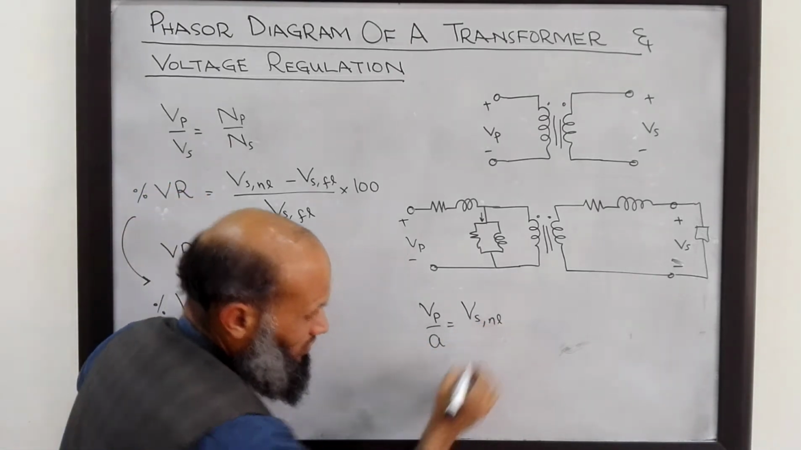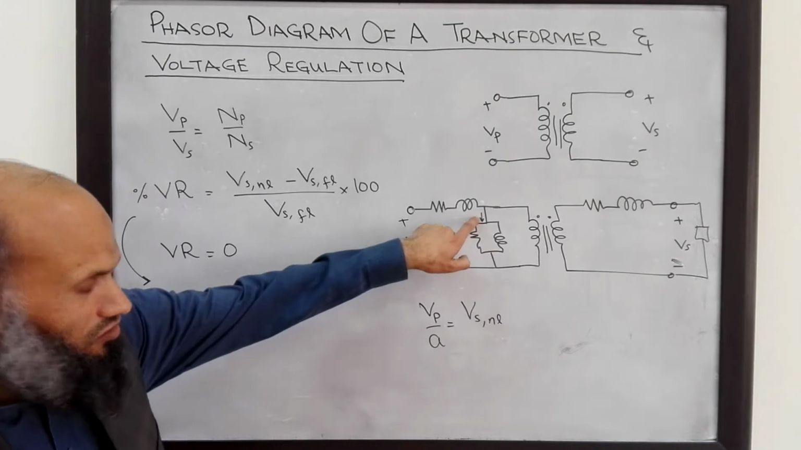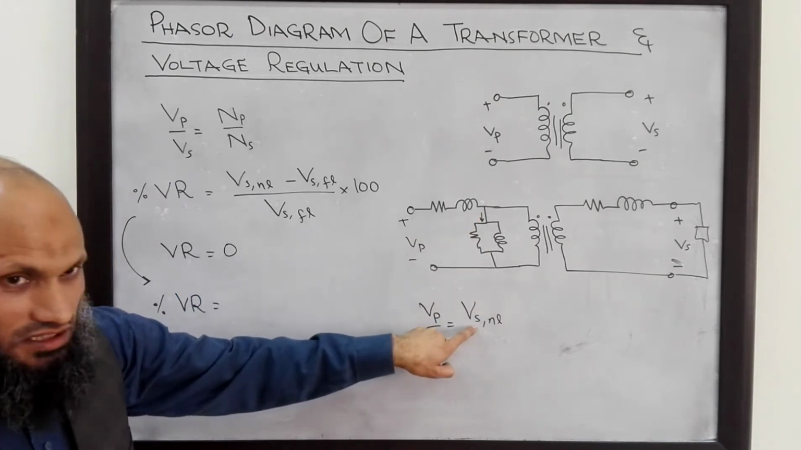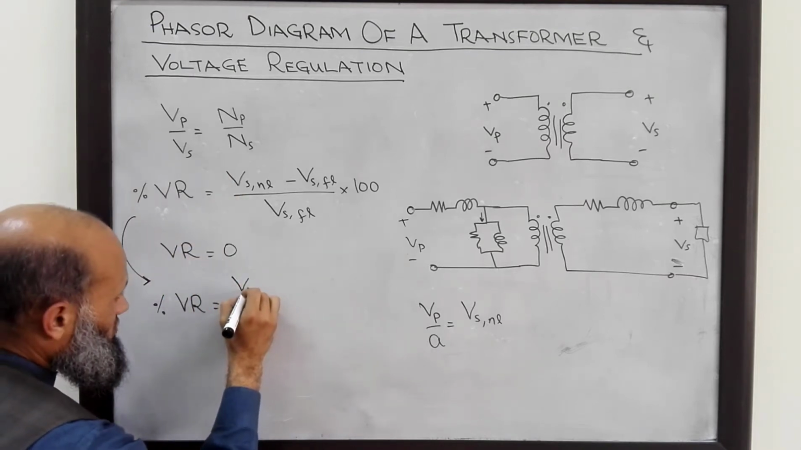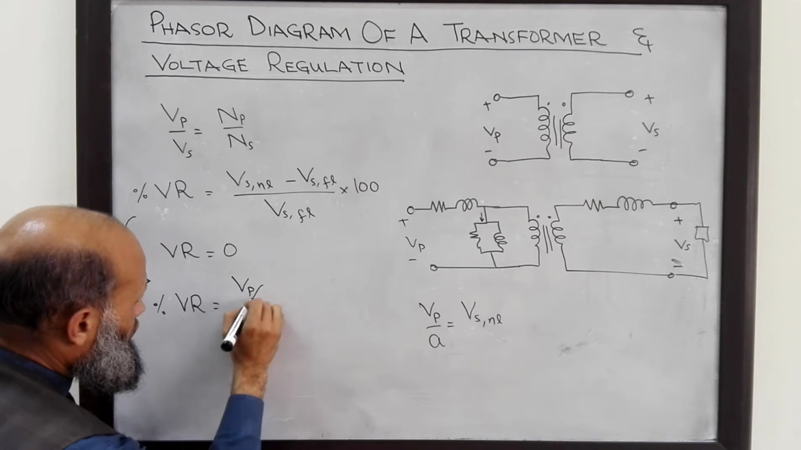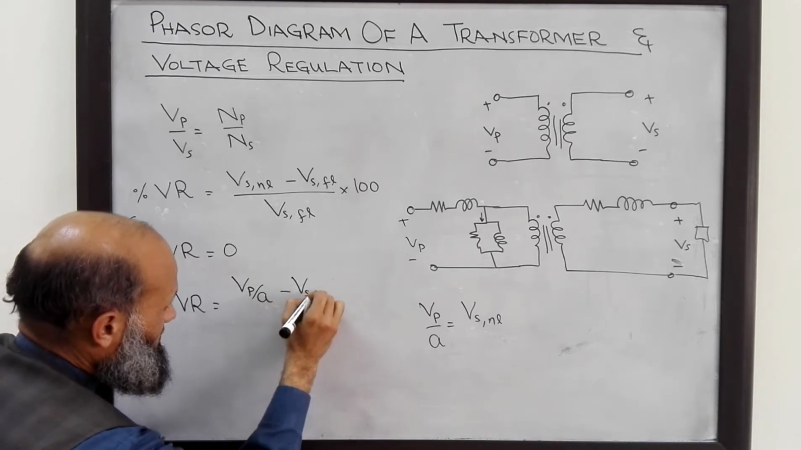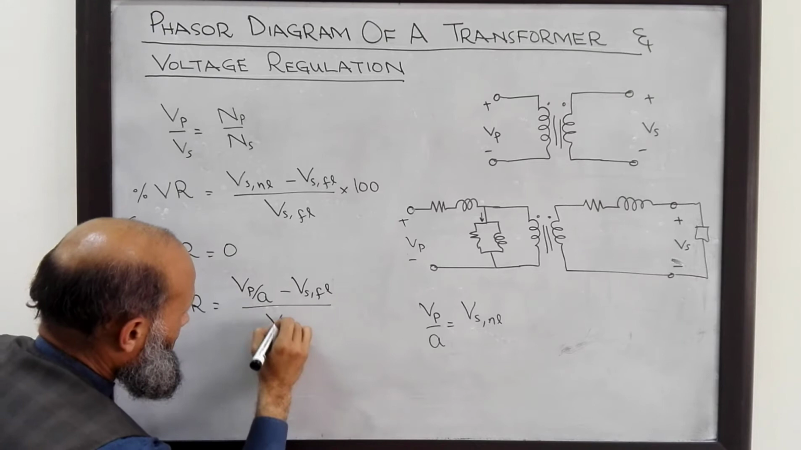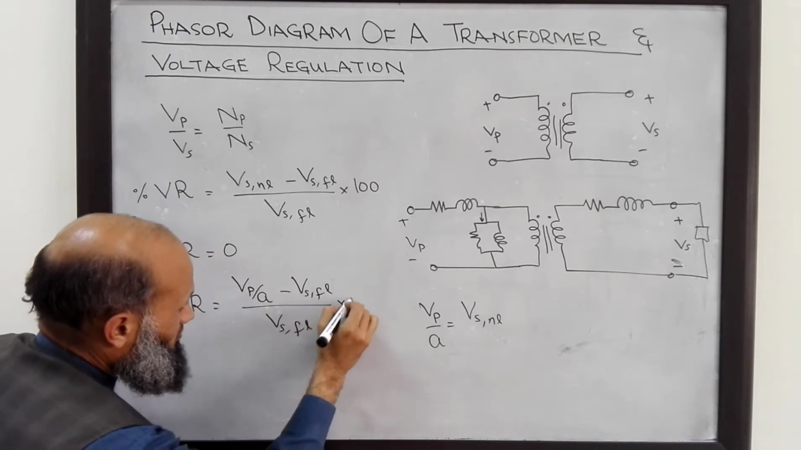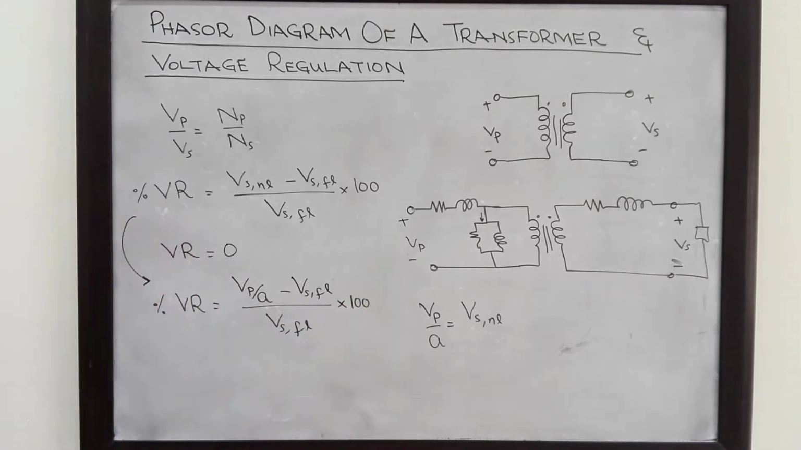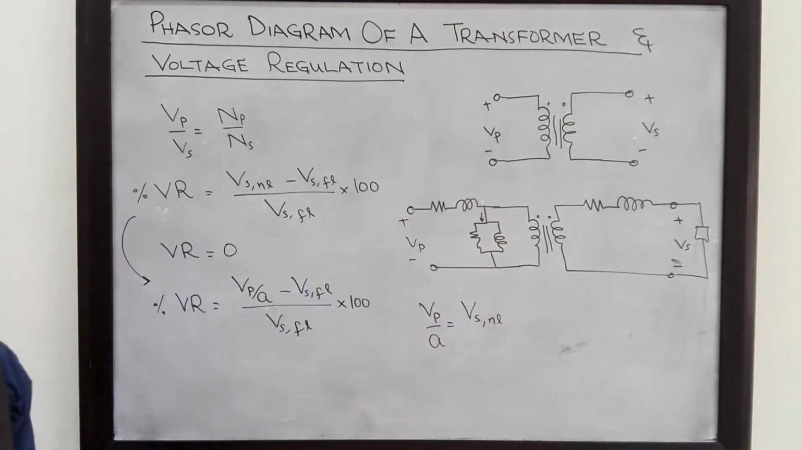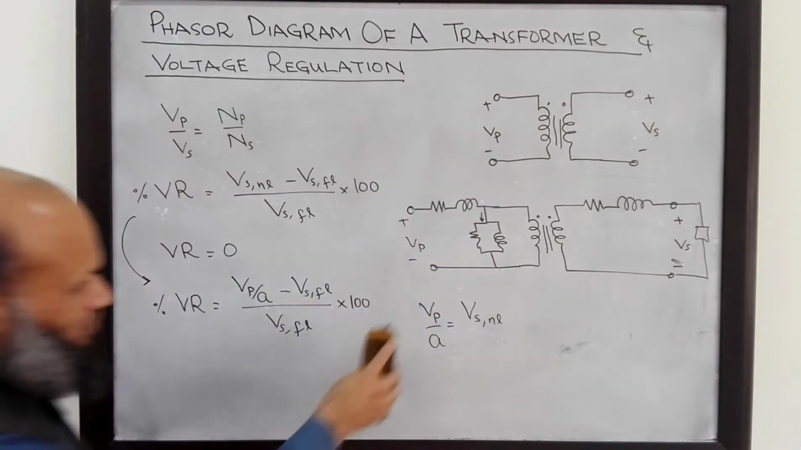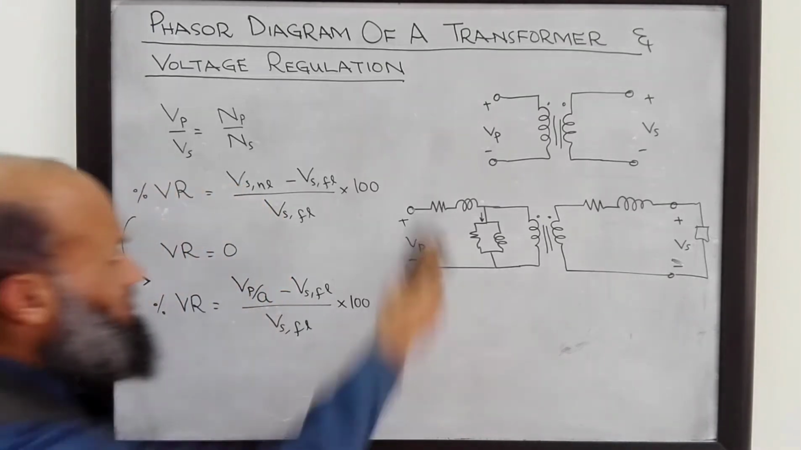So at no load, if we ignore this excitation current, the secondary voltage is simply equal to Vp over A. Therefore, voltage regulation is given by Vp over A minus Vs at full load, divided by Vs at full load, multiplied by 100. To further elaborate this point, let's consider the equivalent electrical circuit of a real transformer, refer to the secondary side, and then draw the phasor diagram.